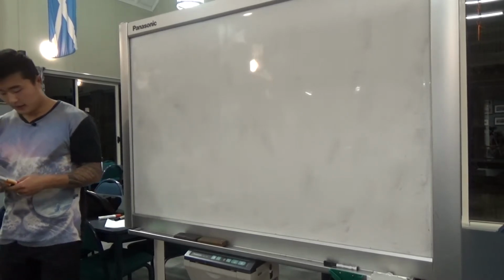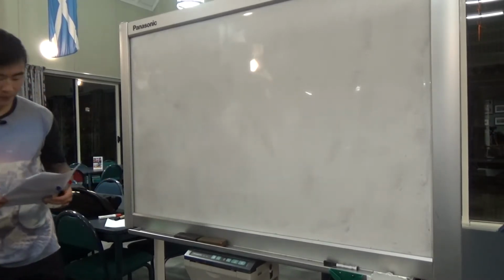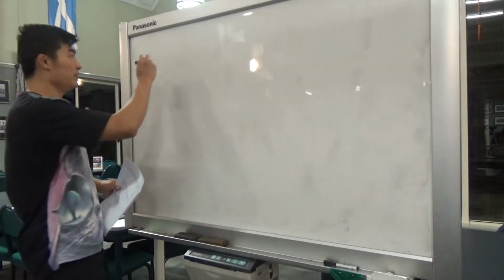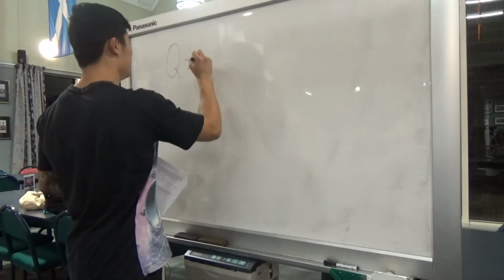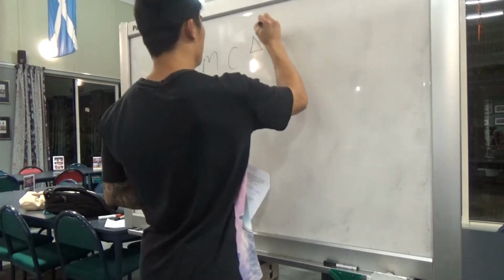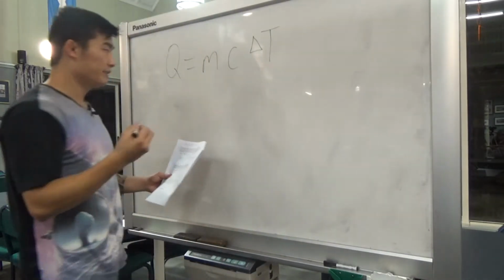Okay. So you've got a temperature change and you've got the specific heat. So that's going to be this equation here: Q is equal to mass times the specific heat times the change in temperature. So pretty straightforward.